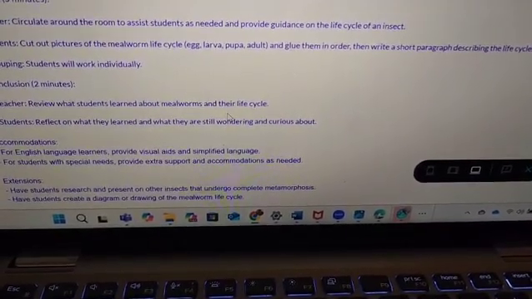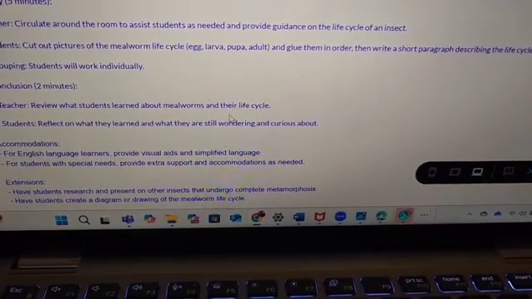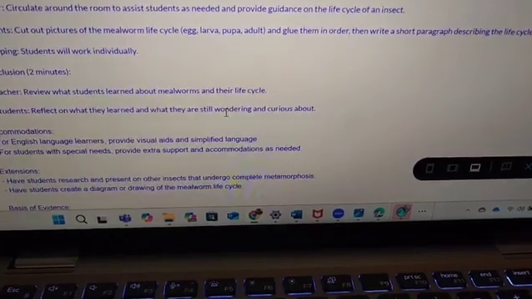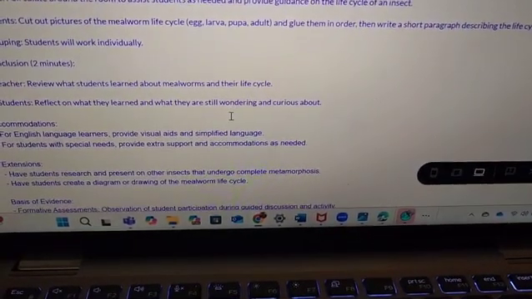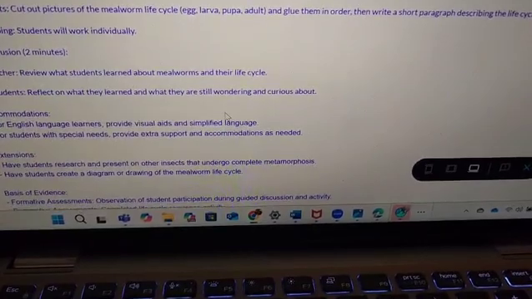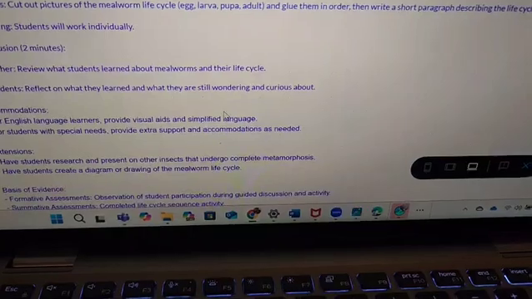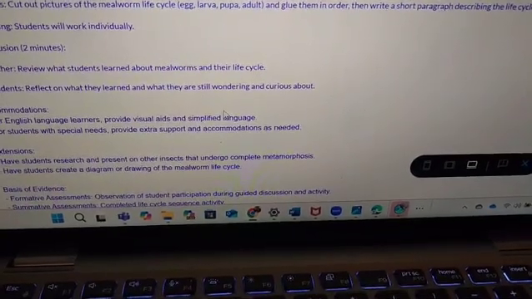But when it comes to the mealworm, what is the mealworm going to look like when it becomes an adult? Can anyone tell me? Right, and what you have already talked about in your class with your teacher, it's going to be a duckling beetle, right?